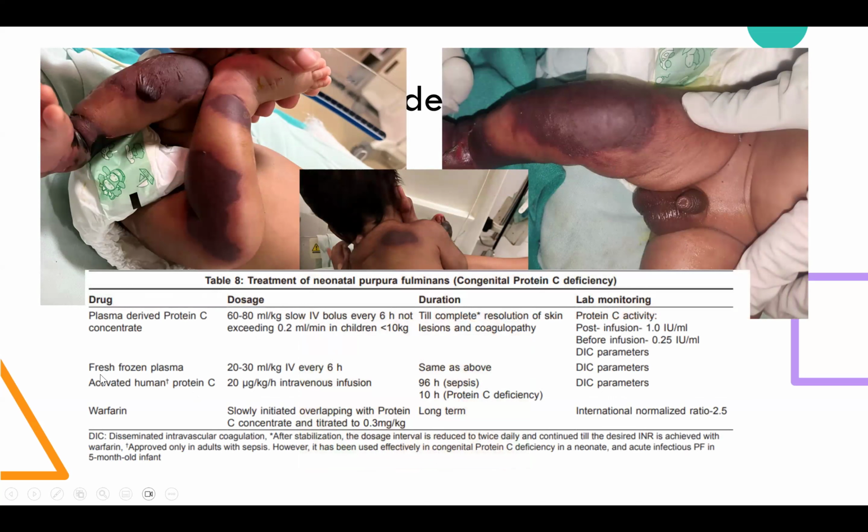So for treatment, since we don't have plasma derived protein C concentrate, we usually transfuse fresh frozen plasma 20 to 30 ml per kg every 6 hourly. So a long line should be inserted, and monitoring for features of fluid overload is very essential. Activated human protein C and warfarin can be given in case of protein C deficiency.